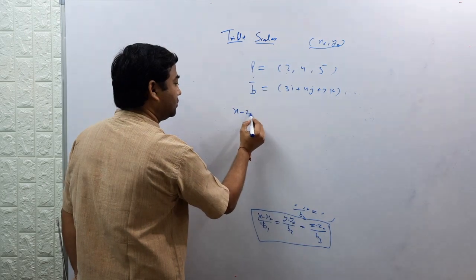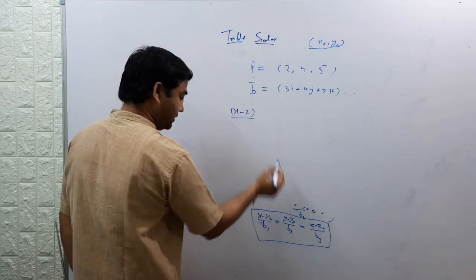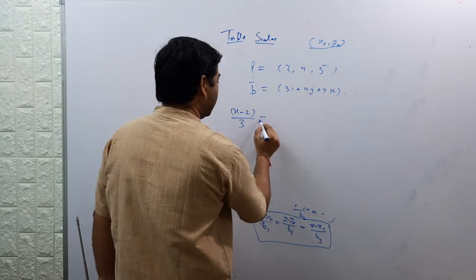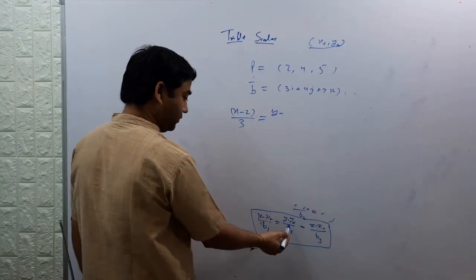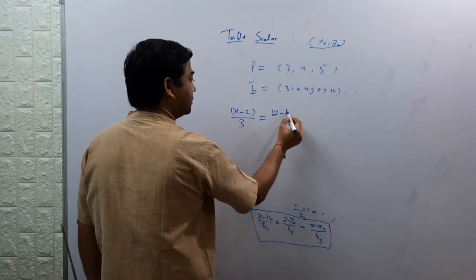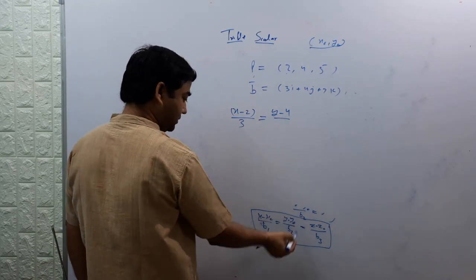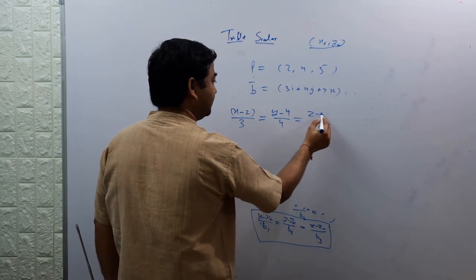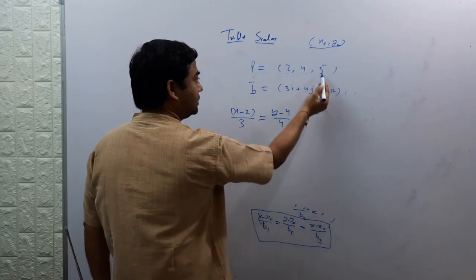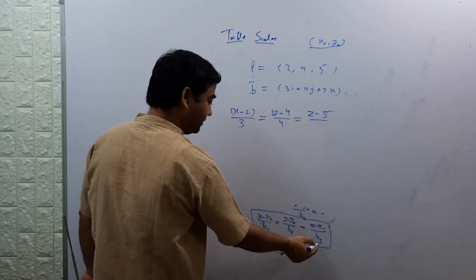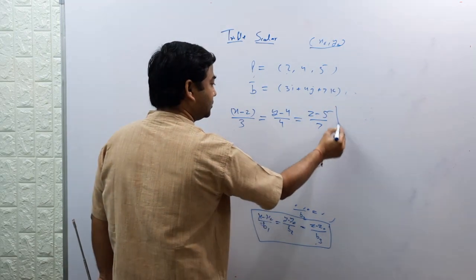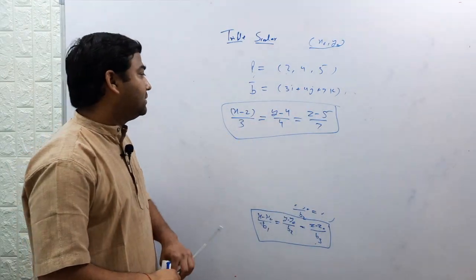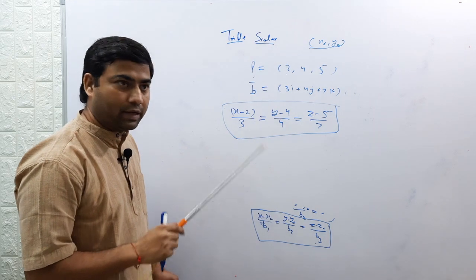x0 is 2 divided by b1, which is 3, is equal to y minus y0, where y0 is 4, divided by b2, which is 4, is equal to z minus z0, where z0 is 5, divided by b3, which is 7. So that is the symmetric equation of the line, the symmetric form of the equation of a line.